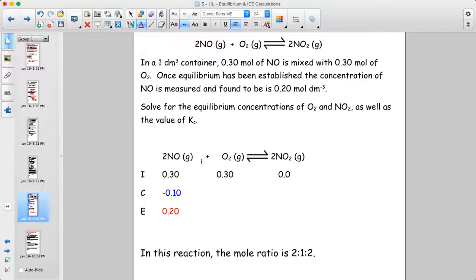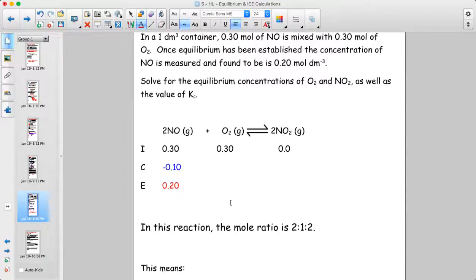If we plug in the values that we're given, we've got 0.3 moles of NO, we've got 0.3 moles of O2 at the beginning, and 0 of our product. At equilibrium, I've got 0.2 of NO, and therefore the change was minus 0.1. If I look at the mole ratio of this reaction, it is 2 to 1 to 2.